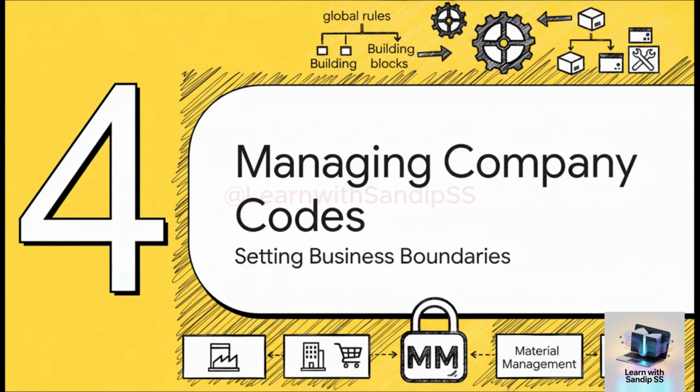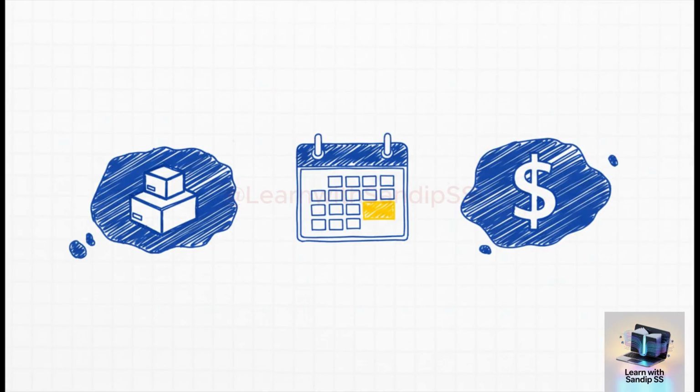Okay, so we've configured some of the global rules. Now it's time to get our specific business units, our company codes, ready for material management. This is where the system gets really real for the finance and logistics teams. Let me be perfectly clear. This is absolutely 100% non-negotiable.